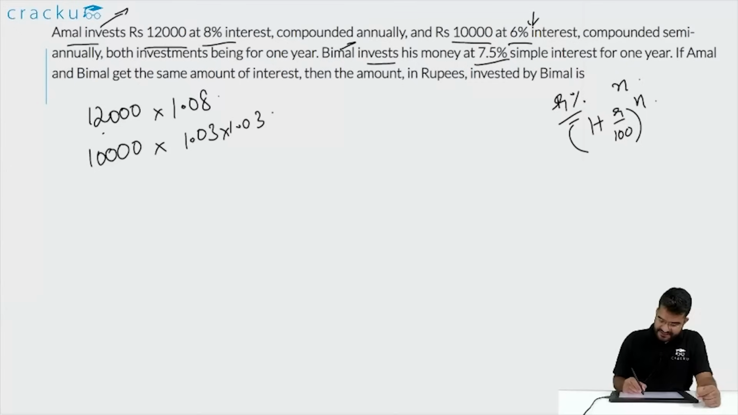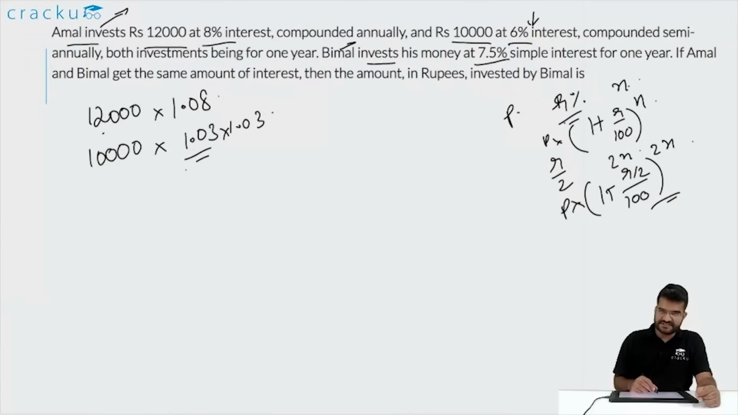But say if somebody says he has invested p rupees at r% interest compounded semi-annually for n years, the effective rate of interest will become r by 2 and the total time becomes 2n. So in that case, the amount will become p into 1 plus r by 2 by 100 to the power 2n. In this case, the interest is halved and the duration is doubled. So this is the total amount that Amal will receive at the end of 1 year.